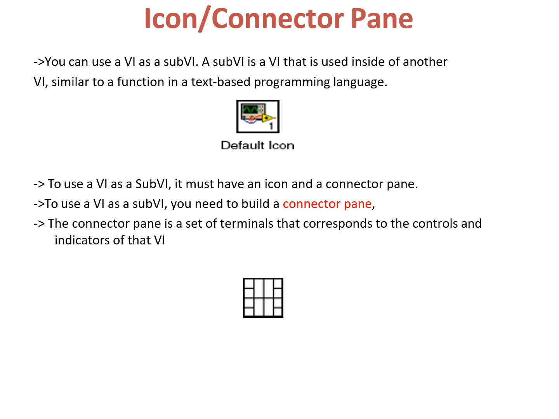When we use a VI as a sub VI, you need to build a connector pane. The connector pane is a set of terminals that corresponds to the controls and indicators of the VI. So this diagram will appear. Based on how many inputs and how many outputs we created in the front panel of the diagram, based on that you can map this connector panel. Then we create the sub VI for the main VI.